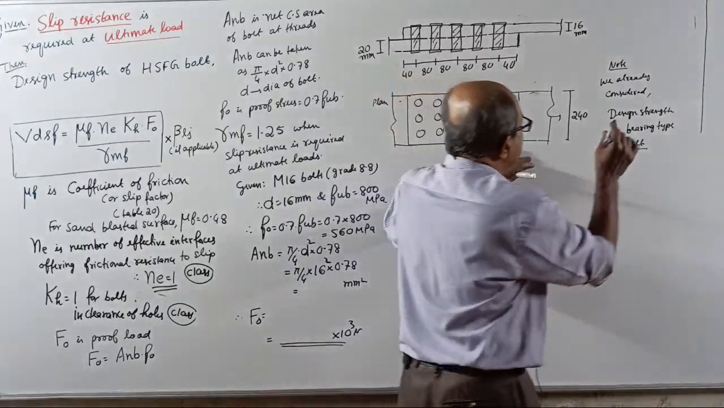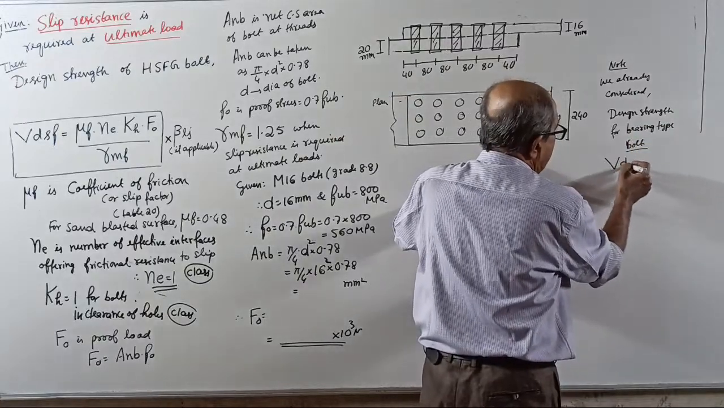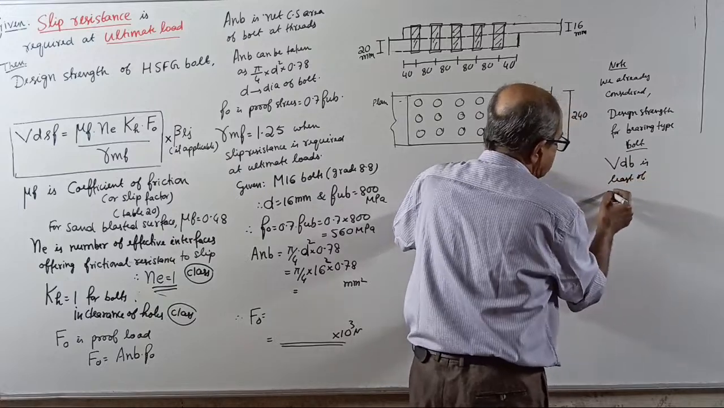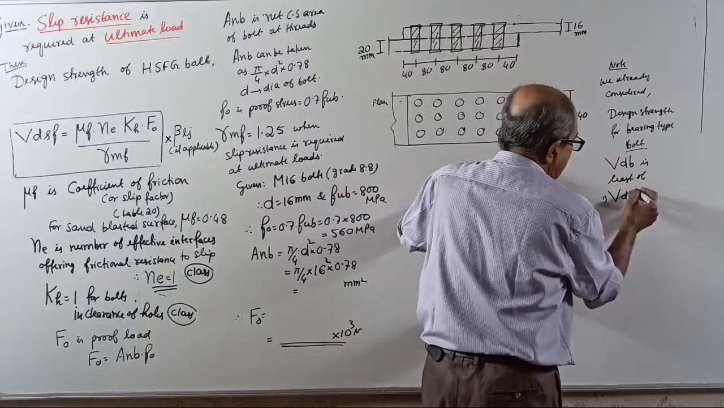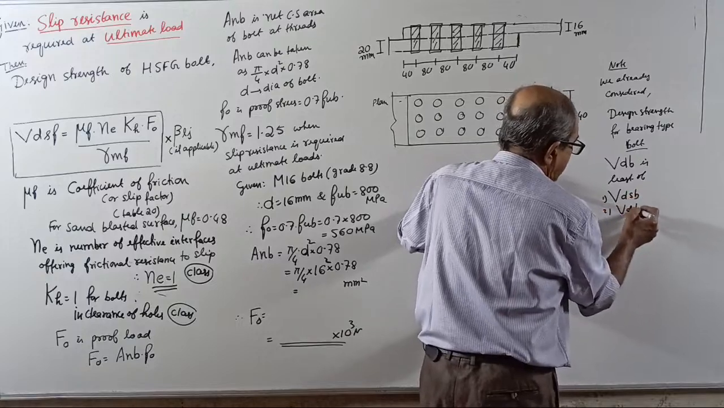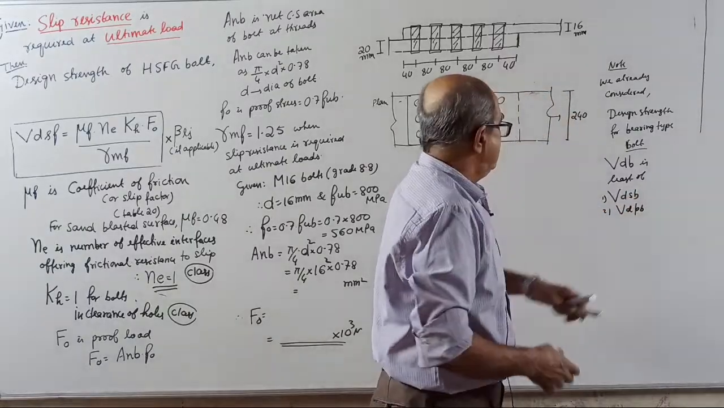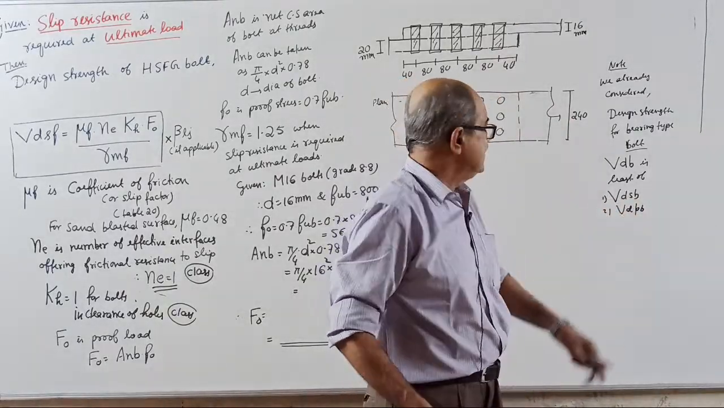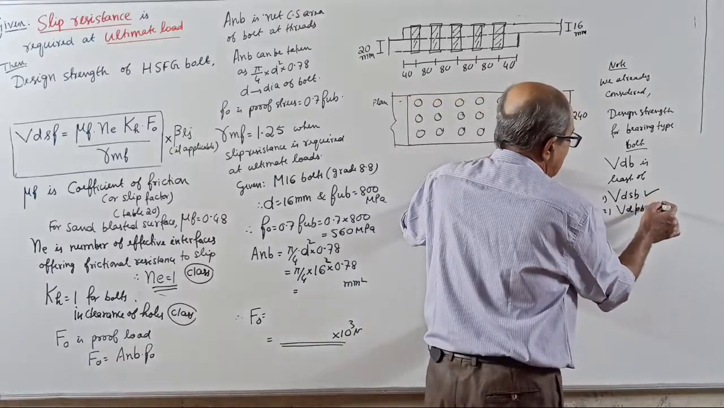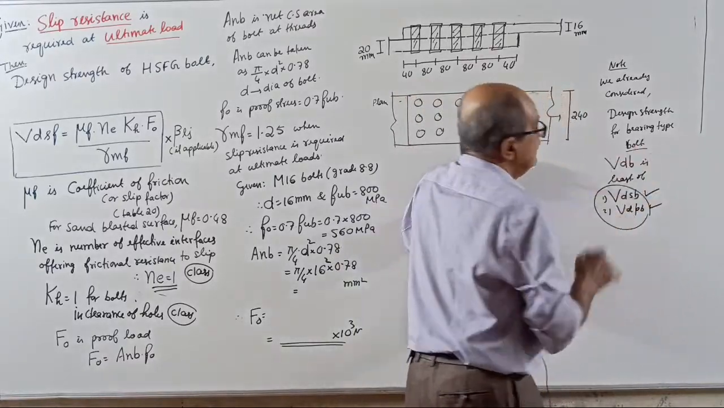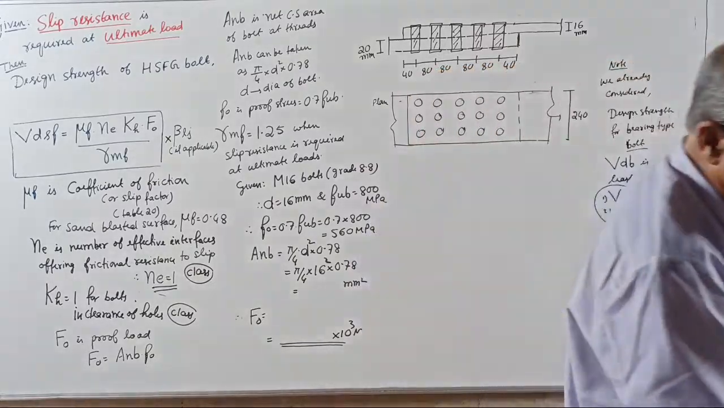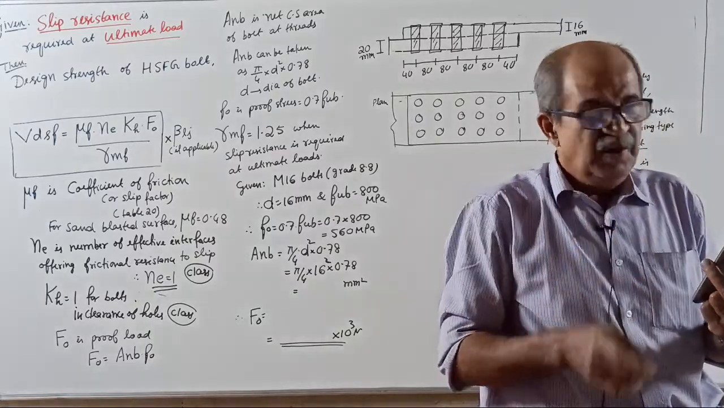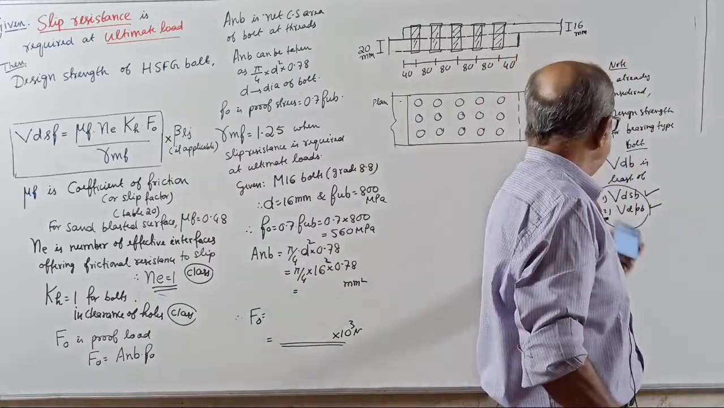Okay. For bearing type bolt, the design strength is called V_db. V_db is the least of V_dsb and V_dpb: the design shear strength of the bolt and the design bearing strength of the bolt. These formulas are all already over. Among the two, whichever is least, that is the design strength for bearing type bolt. Clear? Design strength for bearing type bolt. Clear or not? First write that way.